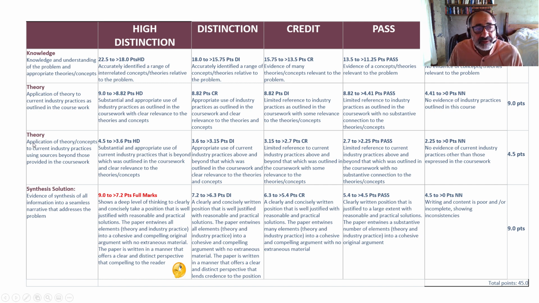The next line down then, application of theory concepts to current industry practices using sources beyond those provided in the coursework. That means your own research. So remember up here, the examples all came out of my material. This is your material. It's kind of easy, but it requires a bit of work, because if I've given you an example, say of Patagonia and how they repair their own garments, all you have to do is go research and find another company which also repairs their own garments.